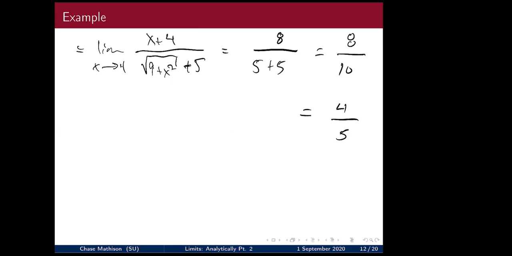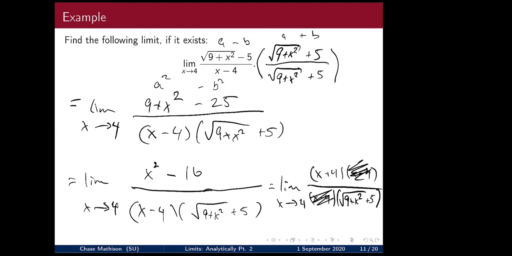I got a little lost in the beginning when we were multiplying the conjugate for the top. We became square root of 9 plus x squared, squared, minus 5 squared. What about the conjugate of square root of 9 plus x squared plus 5? The conjugate of the square root of 9 plus x squared plus 5 is just the original guy. So we're starting with that. So we multiply top and bottom by the conjugate, square root of 9 plus x squared plus 5.